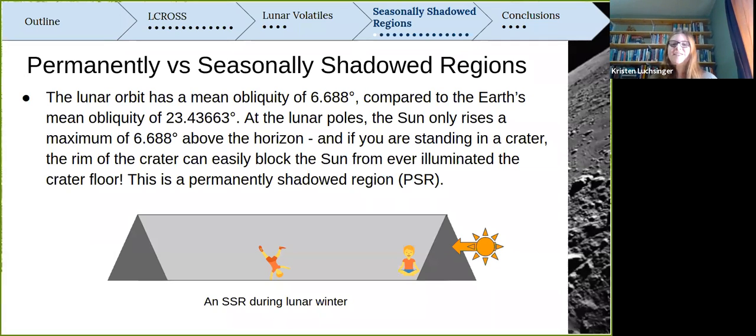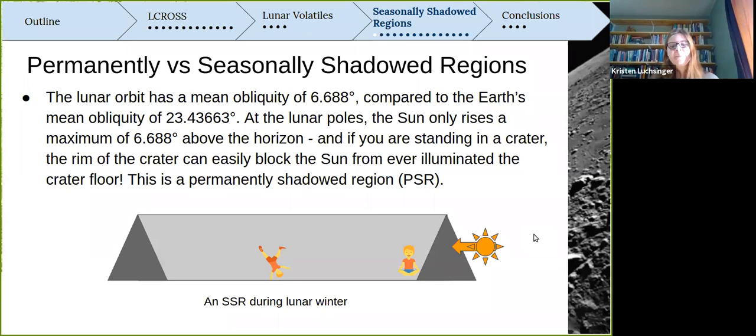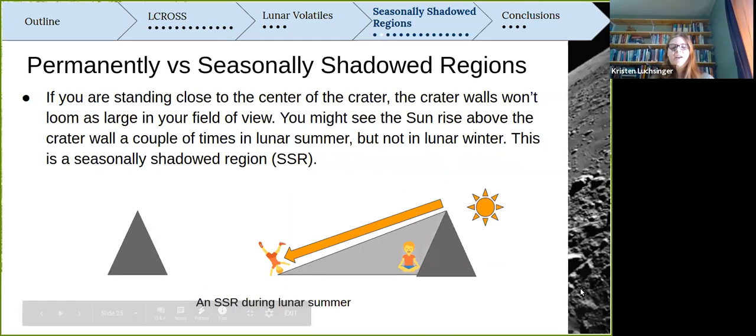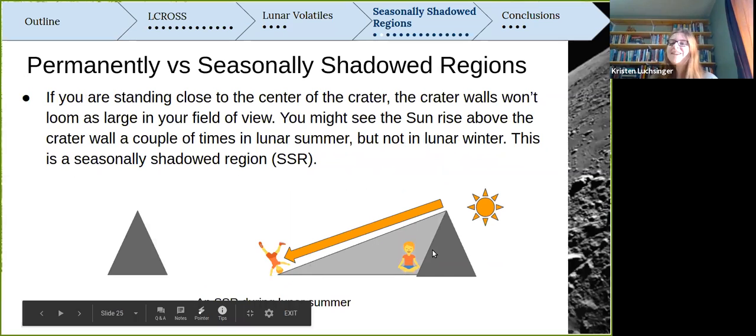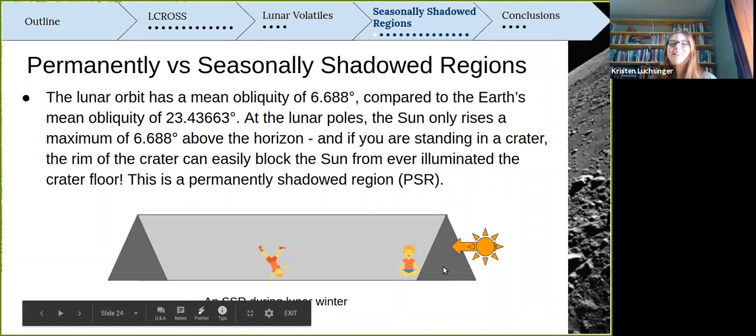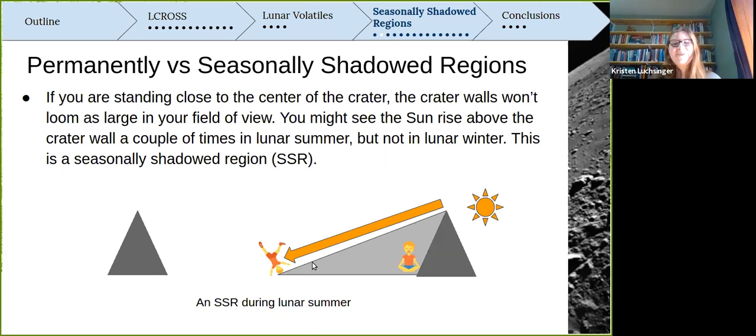If we're looking at seasonally shadowed regions, what is a seasonally shadowed region? If you're looking at the little person dancing, in the lunar winter, obviously the whole crater is shadowed. We're at the poles, the sun doesn't get very high. And in the summer, you have this little person seeing just a little bit of sun. This is a seasonally shadowed region versus the permanently shadowed region that never sees any sun at any point. The seasonally shadowed region is somewhere where the sun rises above the local horizon at least once, but is hidden during the lunar winter for at least one full lunar month. So you get at least some sun and at least some seasonal shadow.